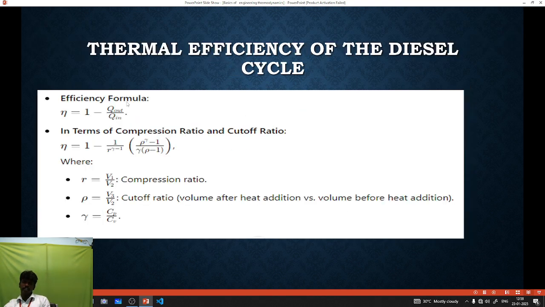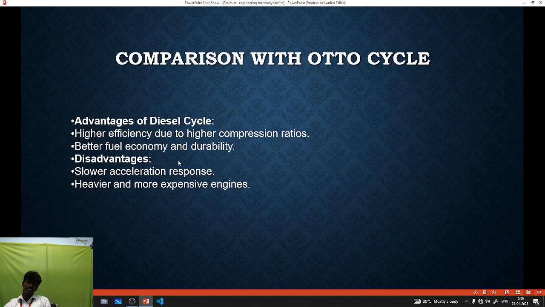The efficiency formula is similar to the Otto cycle. Efficiency equals 1 minus output by input, where the compression ratio is V1 by V2, the cutoff ratio is V3 by V2, and the specific heat ratio is Cp by Cv. The advantages of the diesel cycle are higher efficiency due to higher compression ratio, better fuel economy and durability. The disadvantages are slower acceleration response, and heavier and more expensive engines.